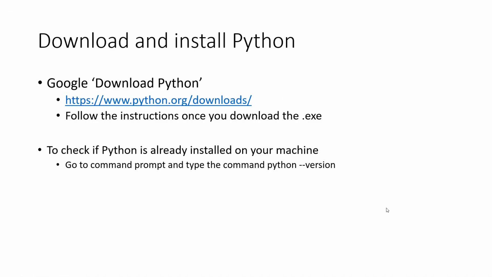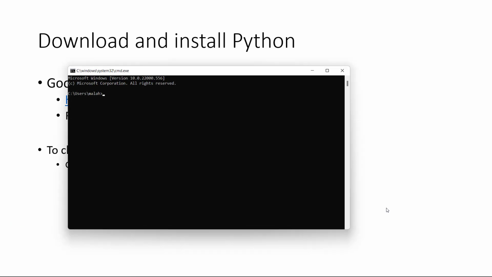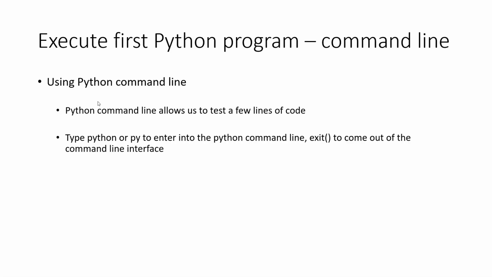So to check if Python is already installed on your machine, go to your command prompt and type python --version. So you can see Python 3.10.3, that is the installed version on this machine. So now let's try to execute our first Python program using the Python command line interface. The Python command line interface allows us to test only a few lines of code, and it is not advisable to develop our programs using the Python command line.